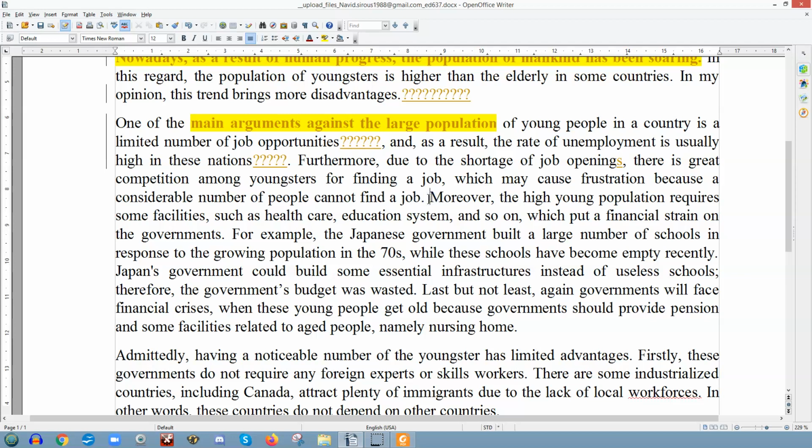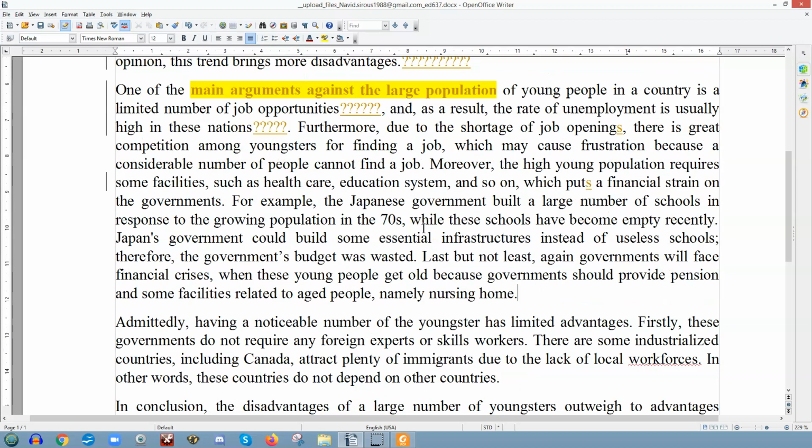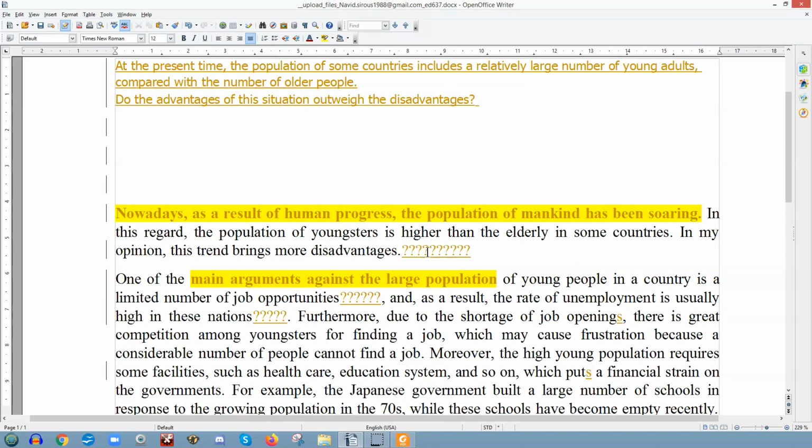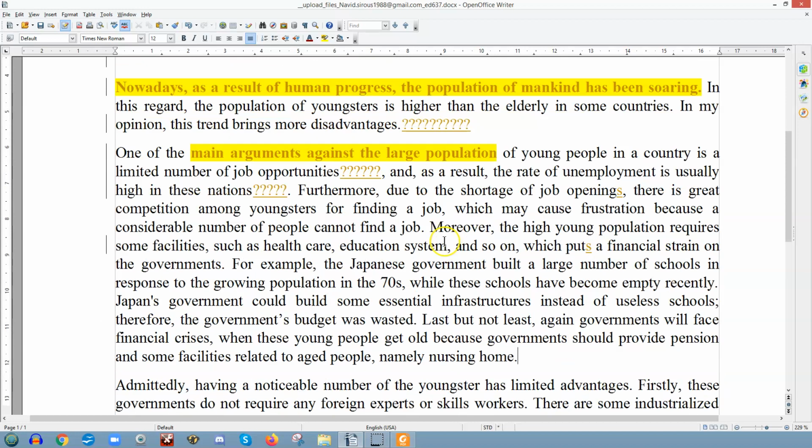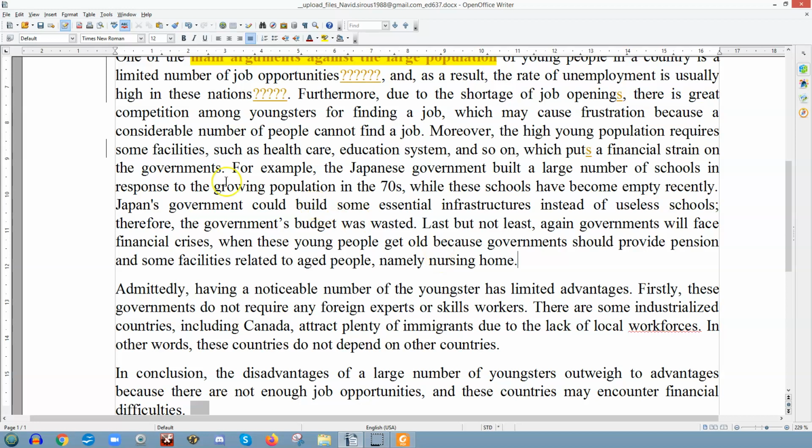Okay, it's kind of the same thing. "Moreover, the high young population requires some facilities of healthcare services, which puts a financial strain on the government." Well, old people need healthcare too. Maybe not education. "For example, the Japanese government built a large number of schools in response to a growing population in the 70s. While these schools have become empty recently," well, why would they become empty? You've just said that if there's a lot of young people in a country, so why wouldn't? So I'm not sure what this example is supposed to be proving.